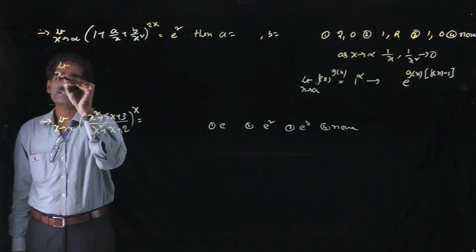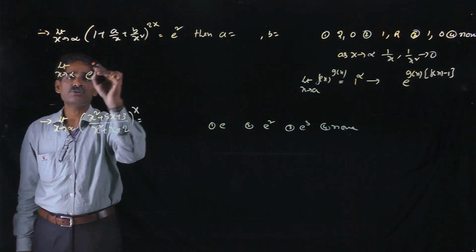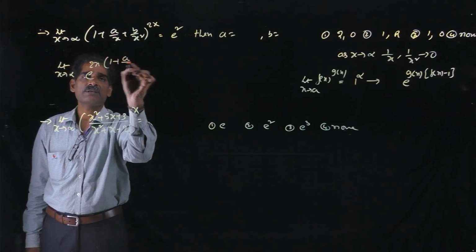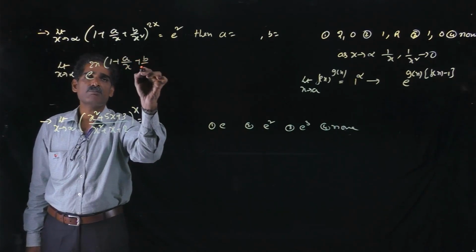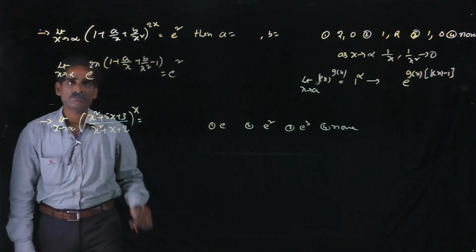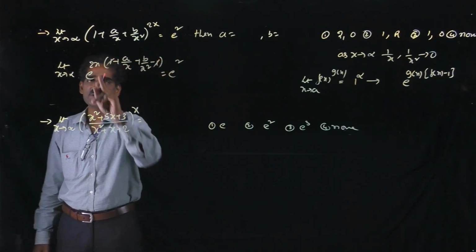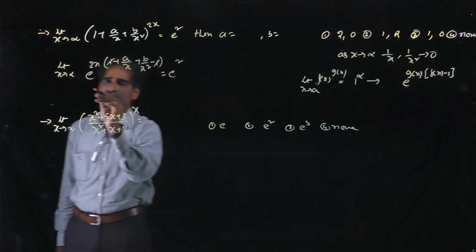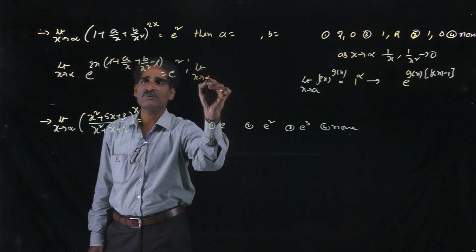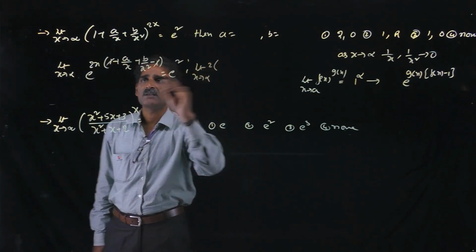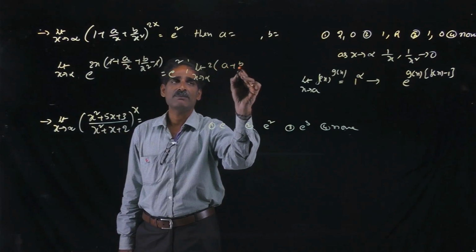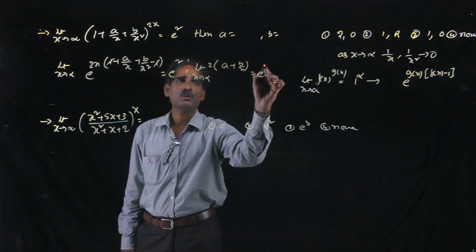Therefore, limit x tends to infinity of e power g of x into f of x minus 1. That means 1 plus a by x plus b by x square minus 1 is equal to the finite limit e square. So 1 gets cancelled. Just multiplying by x, then what will happen? Limit x tends to infinity, 2 is there, and multiplying by x, then what will happen? A plus b by x is equal to e square.